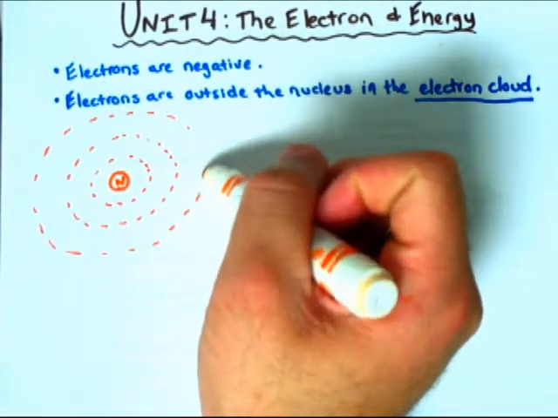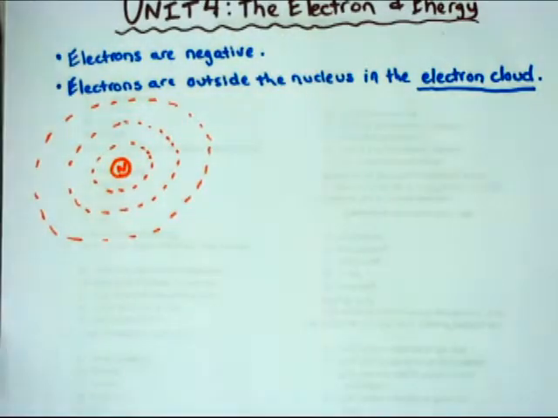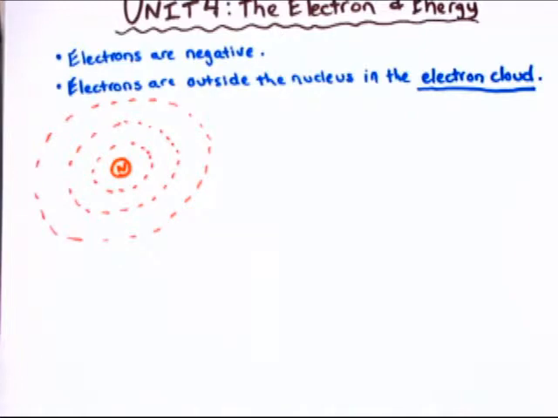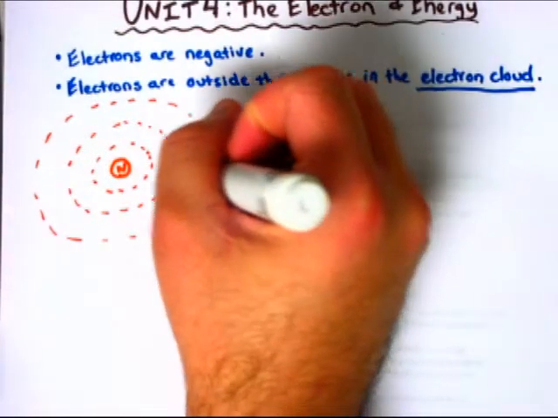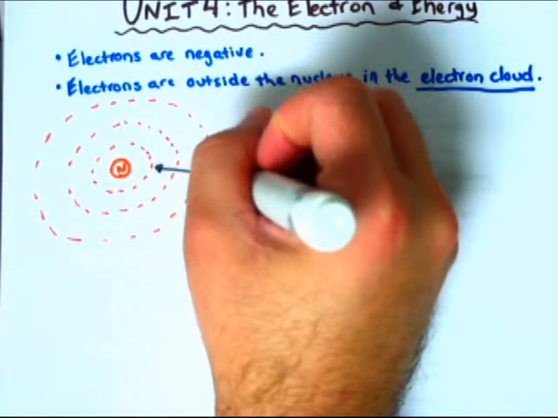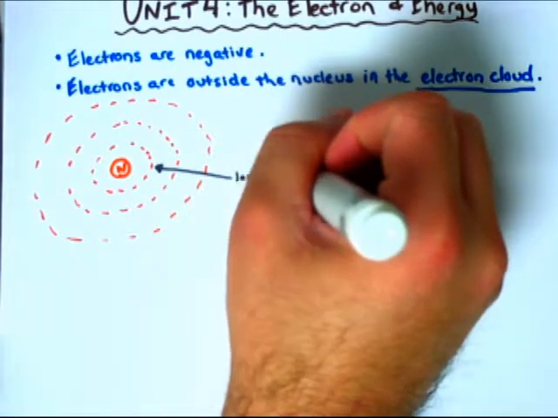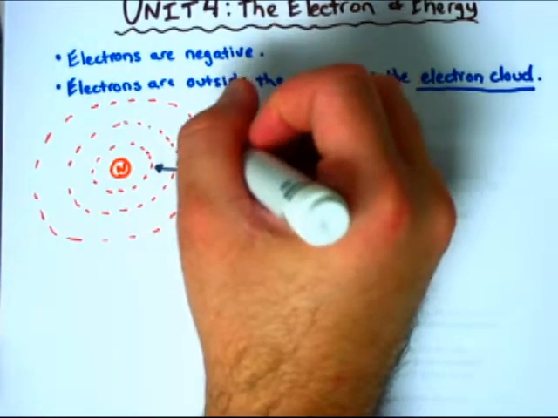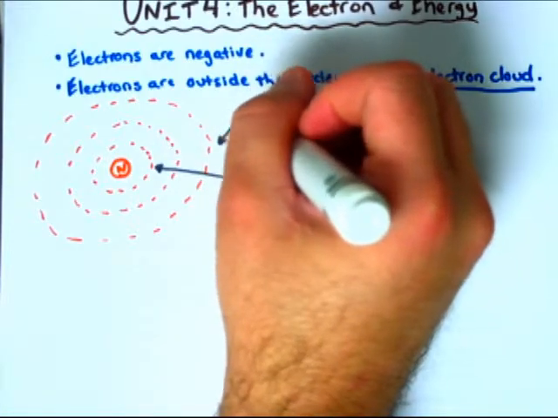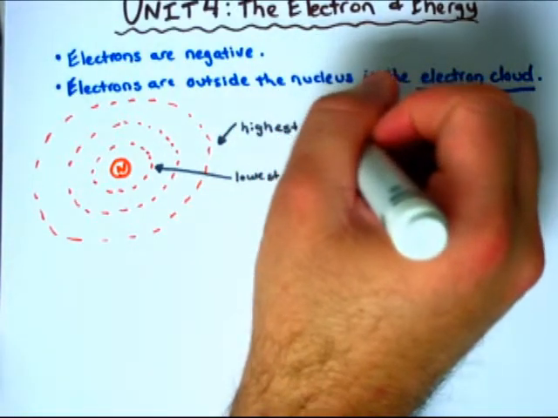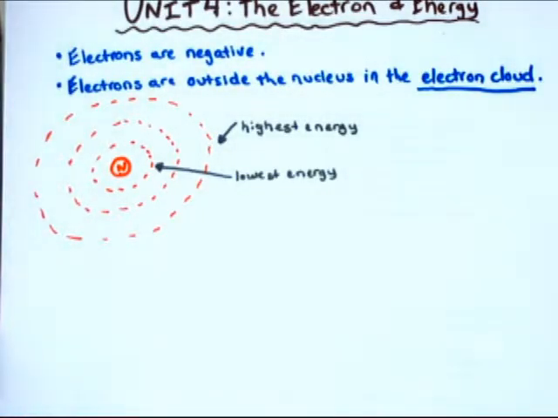And what you're seeing here are the different energy levels, right? How many energy levels have I drawn? 3. Where's energy the lowest? Okay, so I would say this is the lowest energy, and I would say that this is the highest energy. Cool.